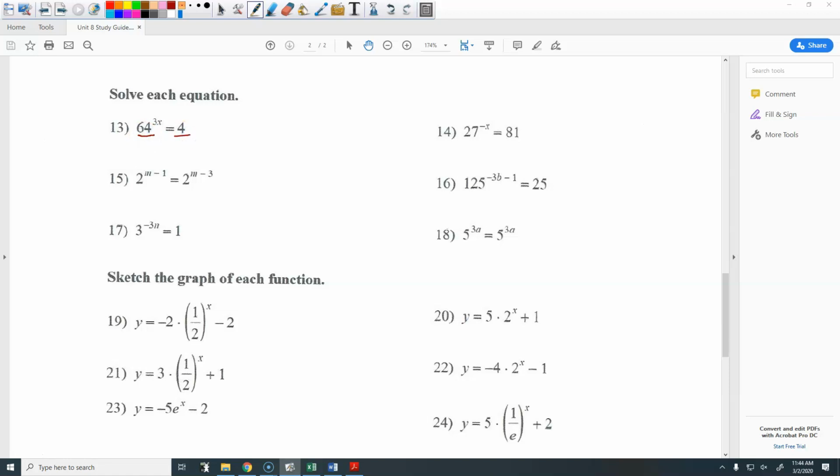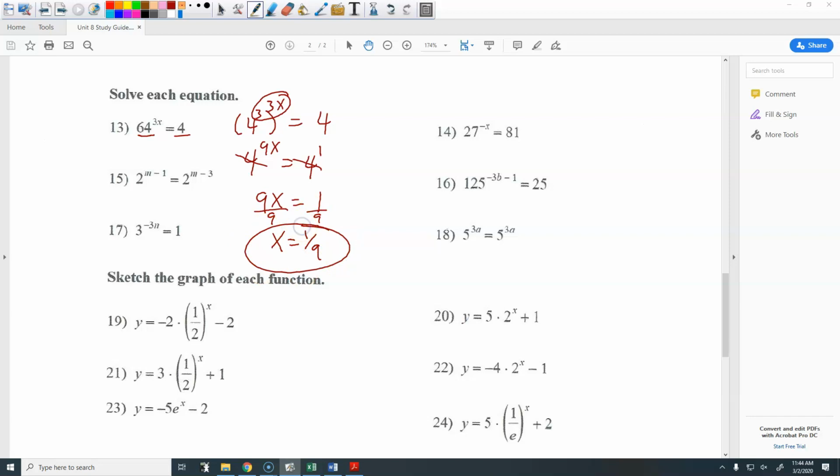We can do that. I can rewrite 64 as 4 to the third power. Multiply those together. Now the 4 on the right side has an exponent as well. It's a 1. So now we're just going to drop off those bases, and what I have left here is 9x equals 1. Dividing both sides by 9, we get 1/9 is our final answer there. So you want to get the bases to match.